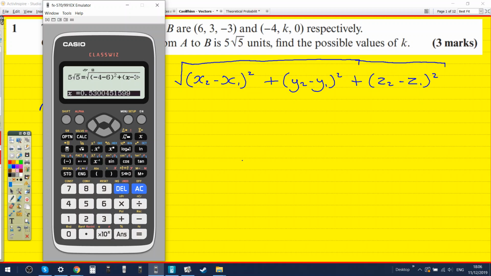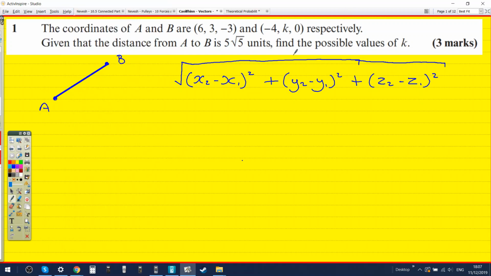Let's take a look. Shift solve. So I just put it into my calculator. 5 root 5 is equal to the square root of minus 4 minus x squared, all of that. I put in x instead of k, because that's all I can do. I'll get 3. Oh, it's telling me x is -1. Shift solve. Let's try lucky number 7. Oh, this time it's giving me 7. Does that mean... Oh, there are 2 possible values of k, are there?